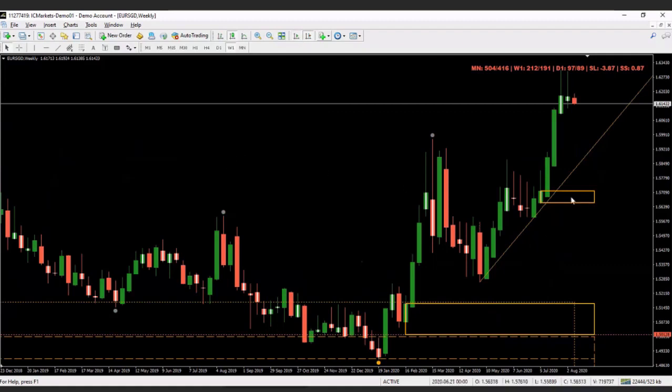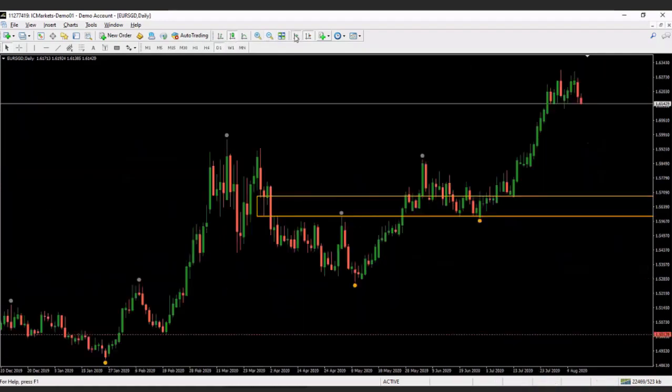Okay, let's have a look at this one here, because this has not yet been tested. You can see we have a lot of wicks, attempts to test, attempts to move back into an area. We don't know what's in there, so we're just going to take an average of the lows and we'll go like that. It's close, we'll put it like that. And we're going to go to the daily and see what is actually in that area.